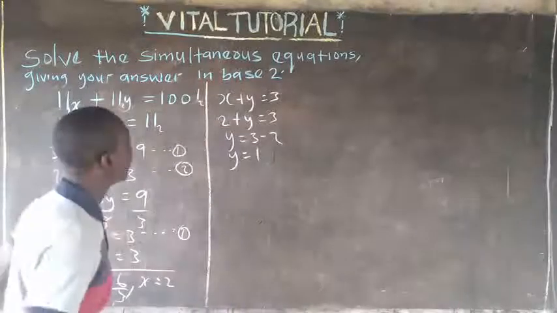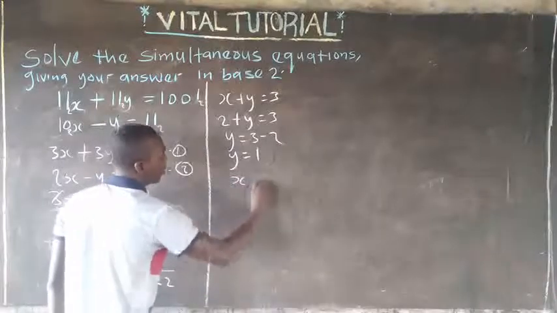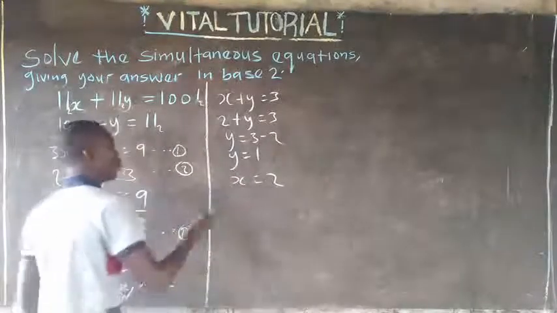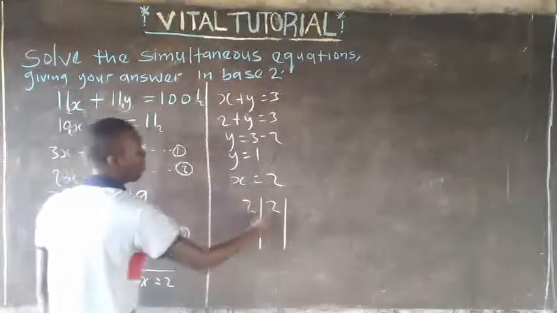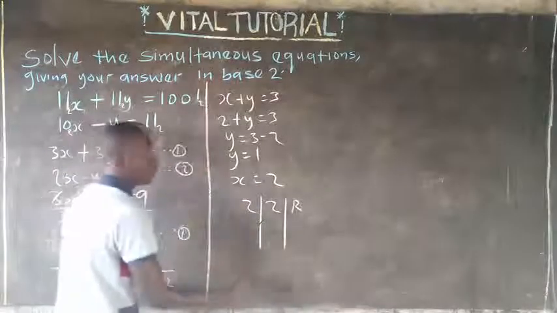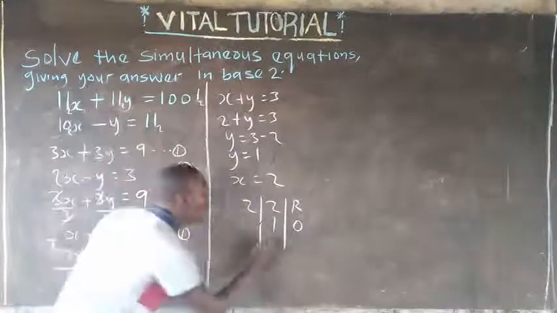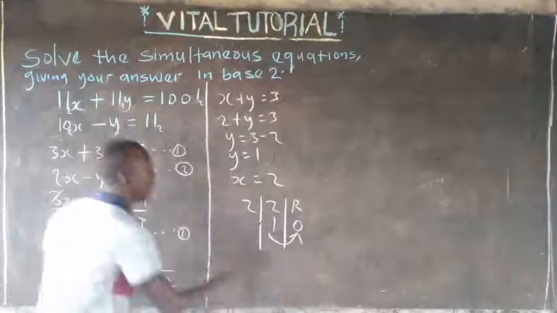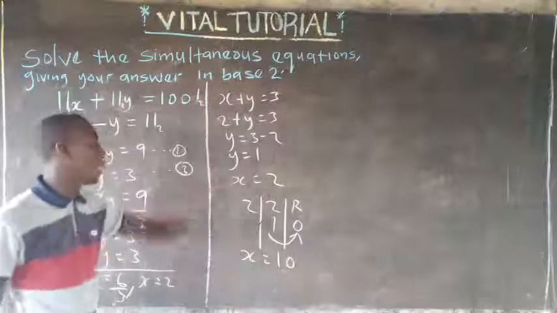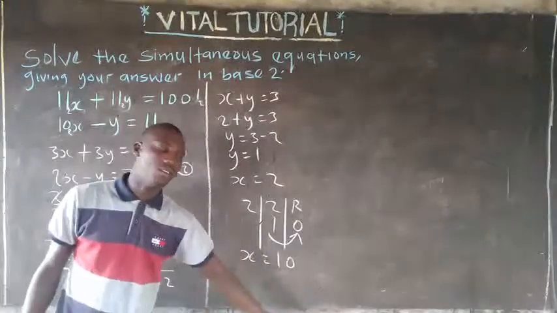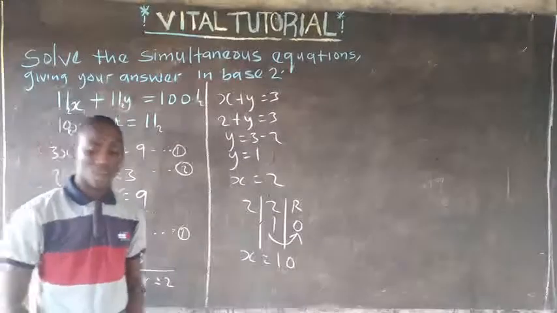Now, the value of s is 2, but I have to convert it back to base 2. So this is 2 and 2. This is the base 2, and this is the value of s, 2. I will write my remainder. 2 goes in 2, that is 1, remainder 0. 1 is not up to 2 again, so I'll just pick my answer from this part. So s here will be equal to 10. So your y is equal to 1, while s is equal to 10. I hope you enjoyed this method. The second method now.